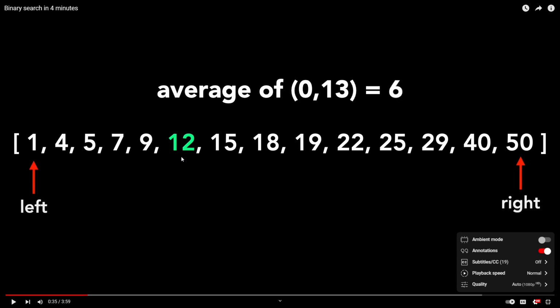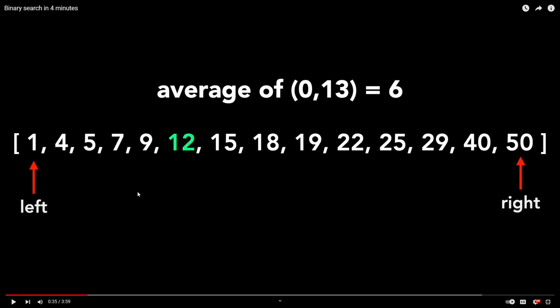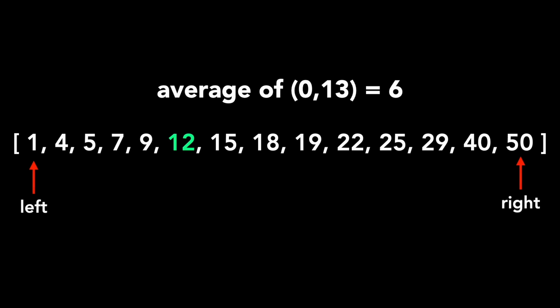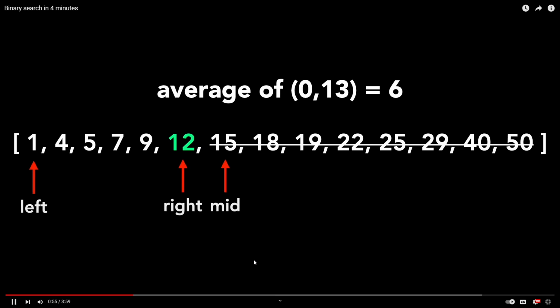So the target we're looking for is 12. I chose to round down. The indices are 0 and 13, and we choose the middle, which is index 6. You can do either, just stay consistent. The 6th index is the value 15, which we'll mark with mid. 15 is greater than our target, so we'll eliminate it and all the values greater than it by moving right to the left of mid.